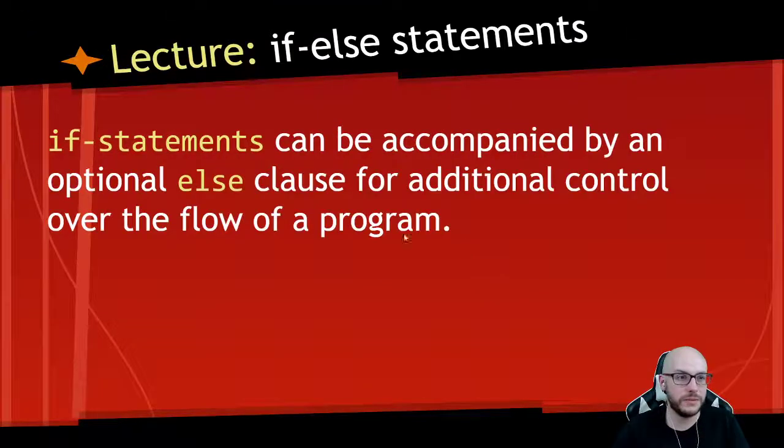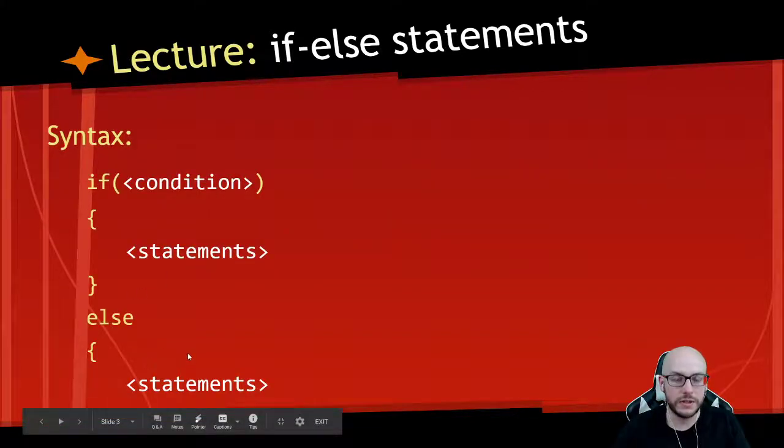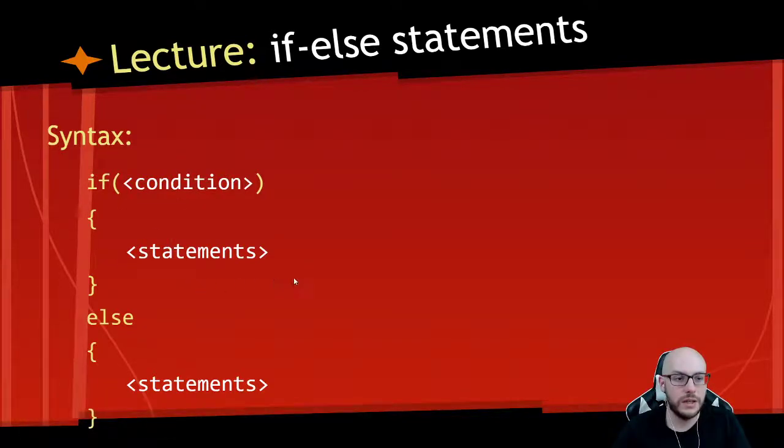But let's get started. If statements can be accompanied by an optional else clause for additional control over the flow of the program. So we got introduced to if statements in the last video, and I'm about to show you an optional else clause. And of course it's optional because in the previous video we didn't have it. We made if statements without it.